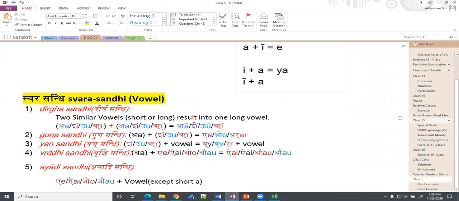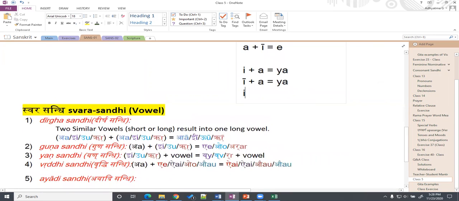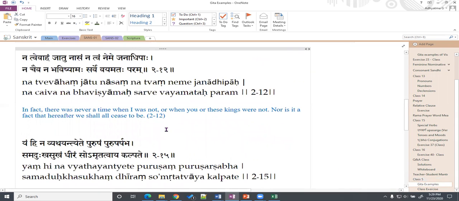If it is a long vowel, it also remains the same, because whether Ikara is short or long, it changes into Yakara. However, unlike the previous cases where both vowels could be short or long, here the second vowel does not undergo change. So if the second vowel is long, it remains long. So Ikara plus Akara becomes Ya. Similarly for U and Ru.